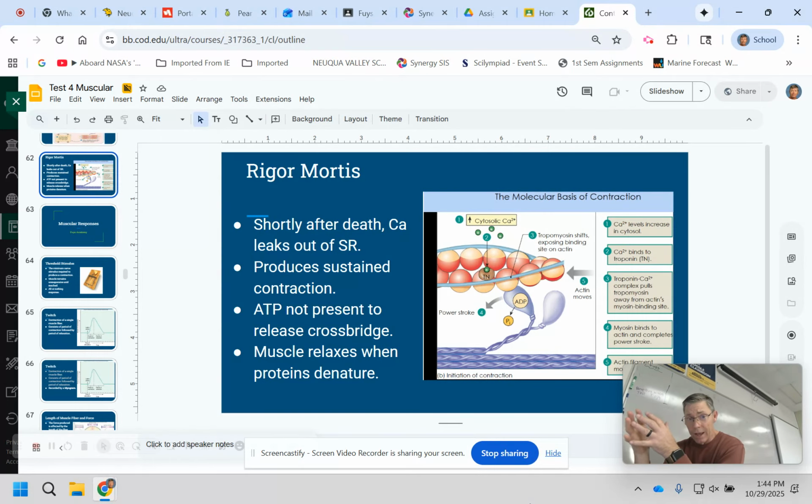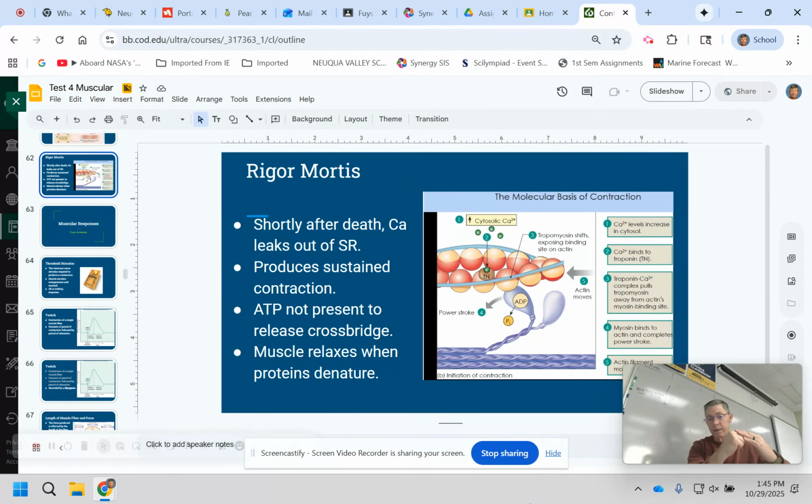After you die, the calcium leaks out of the sarcoplasmic reticulum into the muscle. Now what that calcium does is it opens up all these binding sites. And since the ATP energy has set up all these cross bridges, making them all ready, they connect and pull. But there's no more ATP. So without the ATP, you can't disconnect the cross bridge. So they stay there in this attached, sustained contraction.